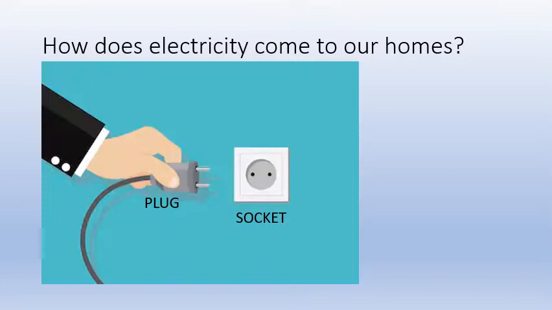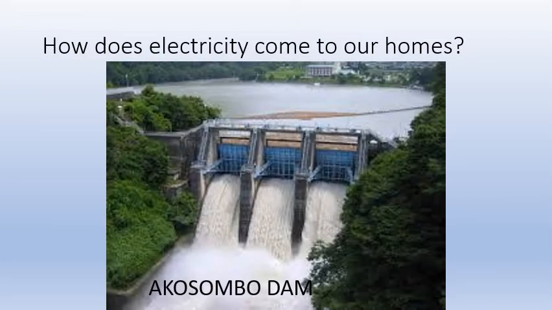Now, in many countries, they have electric power stations that produce electricity. In Ghana, for example, we have the Akosombo Dam. The Akosombo Dam is the power station that produces electricity for Ghana. And many other nations use different technologies to produce electricity.